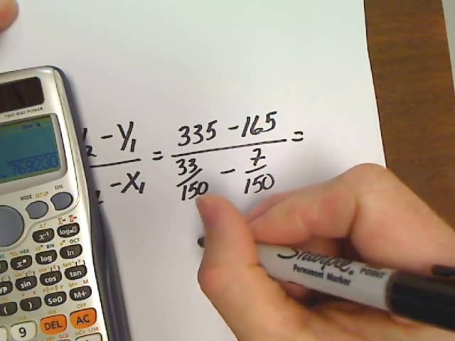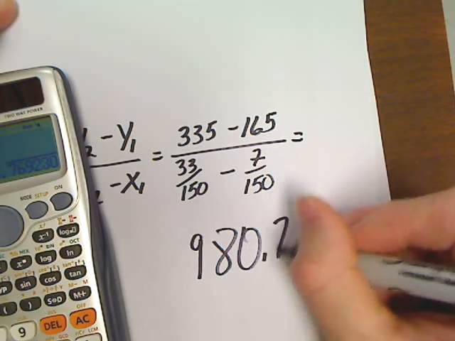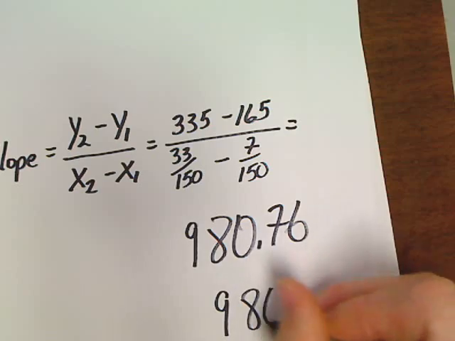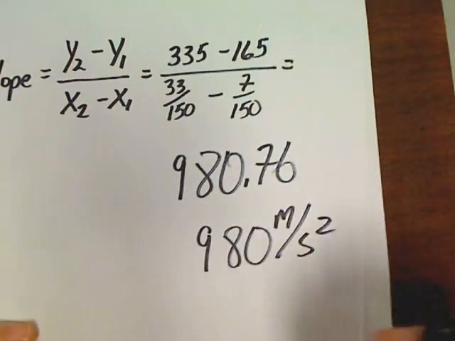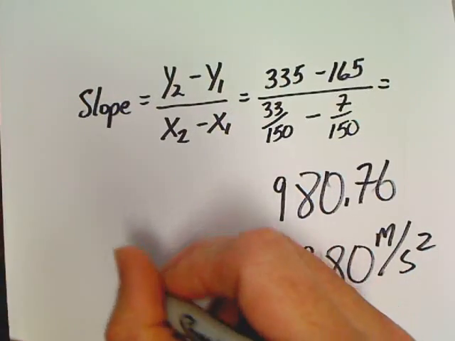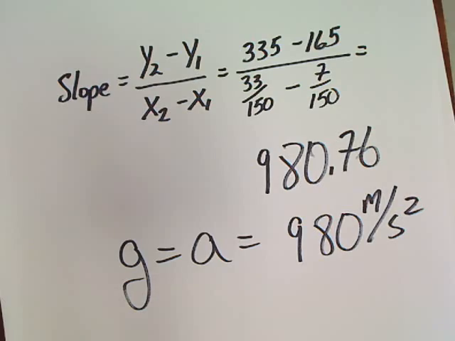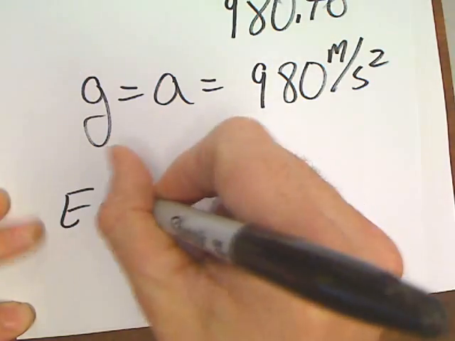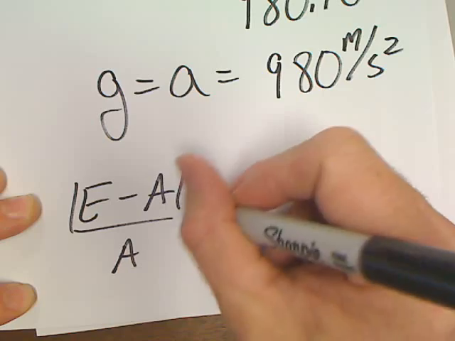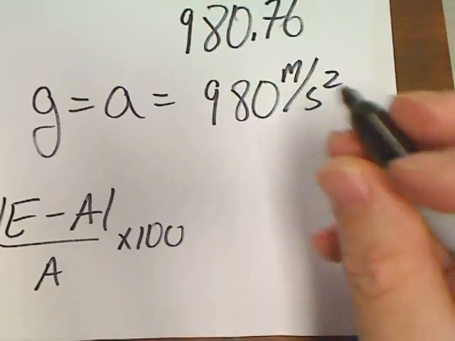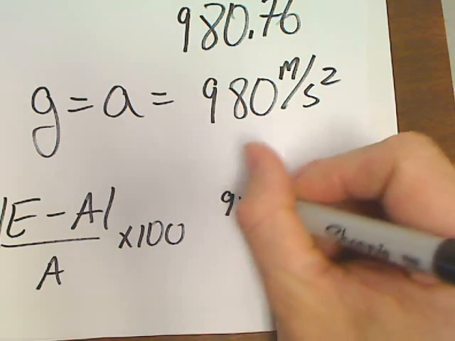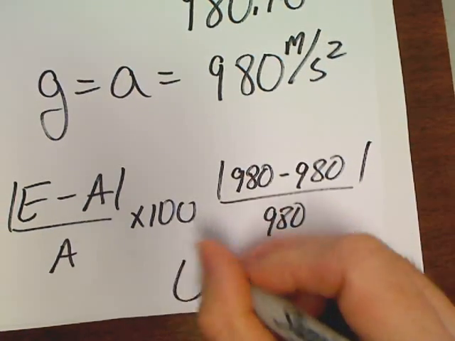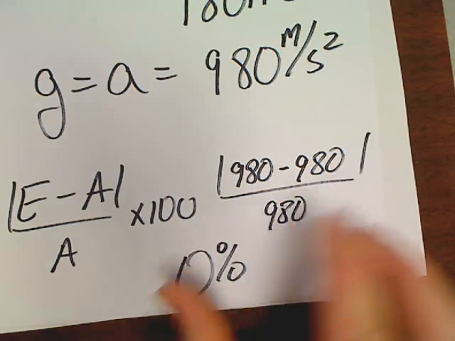Holy cow! Look at this. 980.76 repeating numbers. Truth is, I'm going to go ahead and round it off to just 980 meters per second squared. So I have just found acceleration, or gravity, is 980, which means, check out my percent error calculation. E minus A over A, absolute values, times 100. Do I even have to go there? You knew it was going to be perfect, though. 980 minus 980 actual over 980. I had a 0% error in this lab.